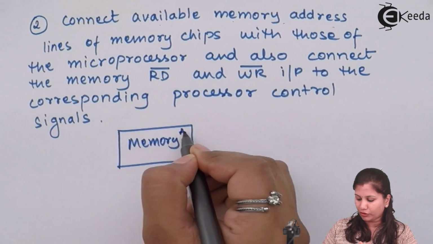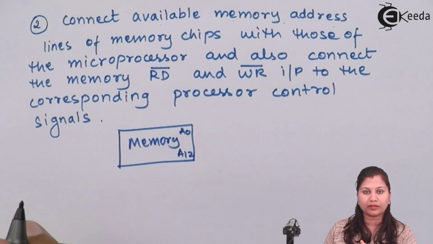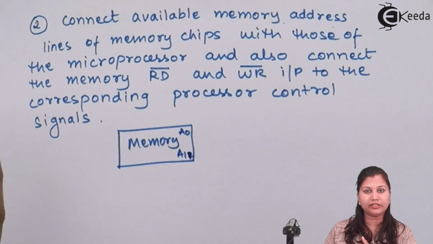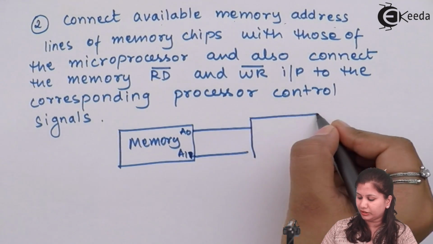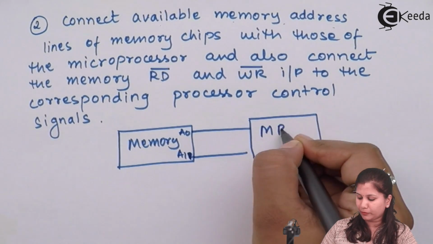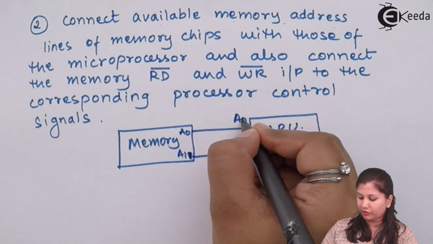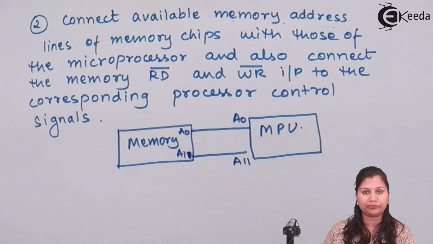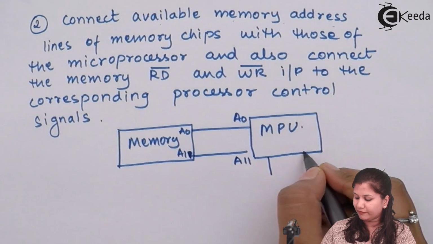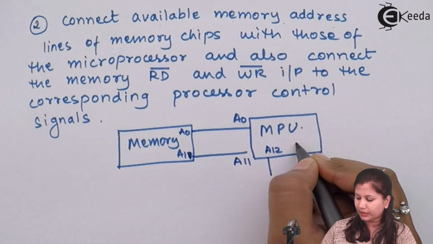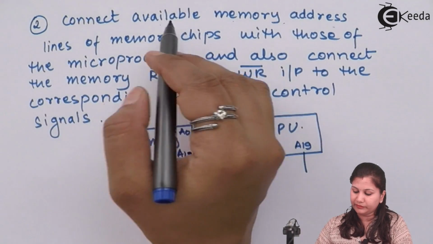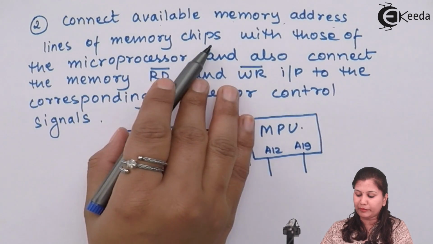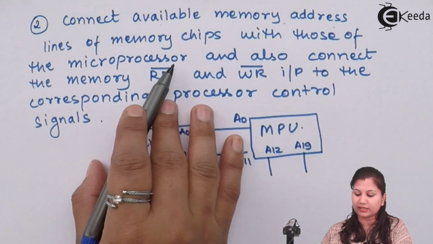It will have A0 to A12. A11, sorry, we will need 12 address lines. So these address lines will be connected with the address lines of the microprocessor, that is from A0 to A11. Remaining lines we are left with A12 to A19.